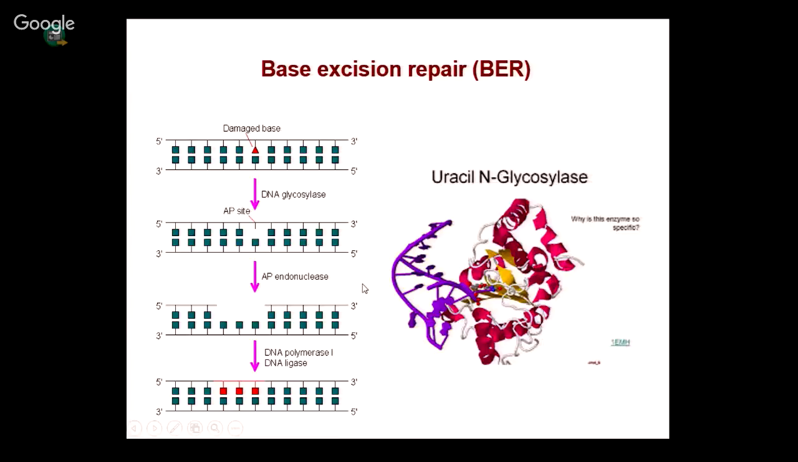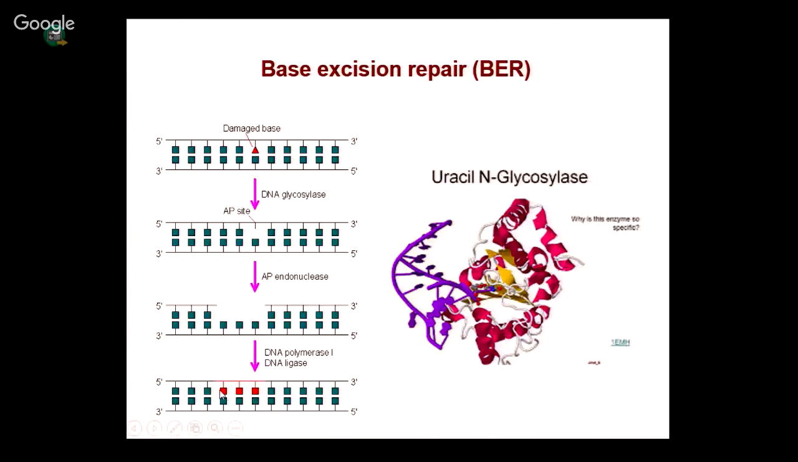There is also base excision repair that was discovered inside E. coli. Base excision repair usually starts with a damaged base. You try to remove the damaged base, creating an apurinic site. Then the AP endonuclease will cleave right here and remove a patch. Then it is resynthesized using DNA polymerase I and ligase to ligate this.